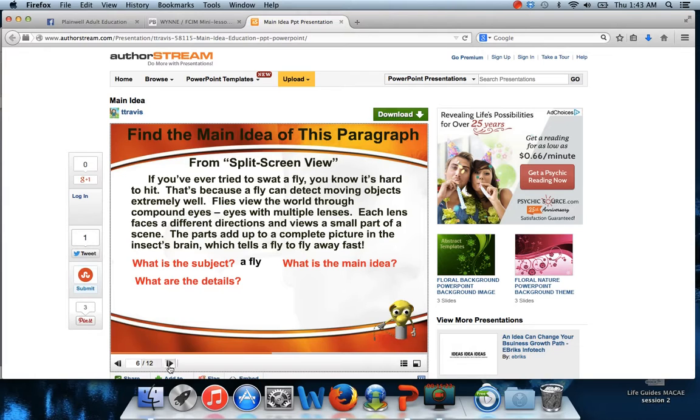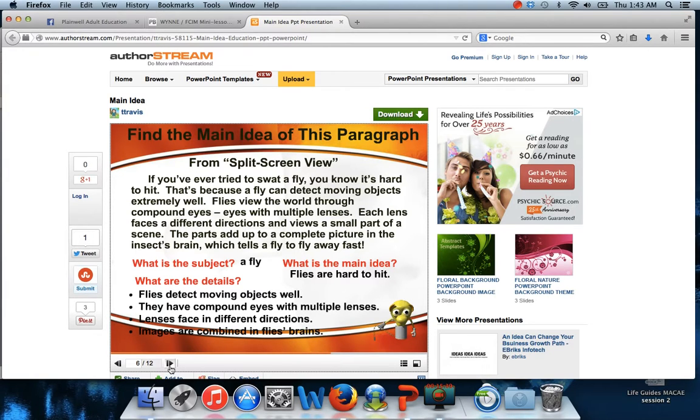The subject is a fly, plain and simple. We know it's about a fly, or flies. The main idea is flies are hard to hit. And the reason we know that is because the details tell us that flies detect moving objects well. They have compound eyes with multiple lenses, and the lenses face in different directions, and the images combine in the fly's brain. All of those details show us that flies are hard to hit.